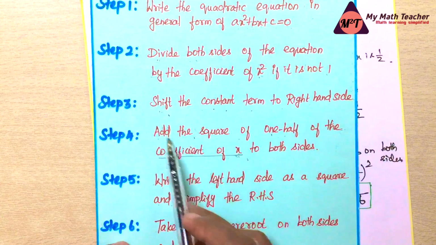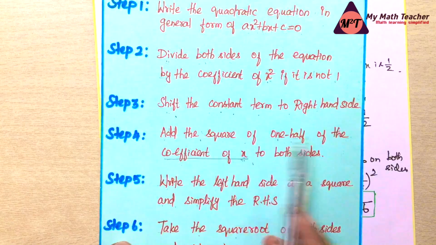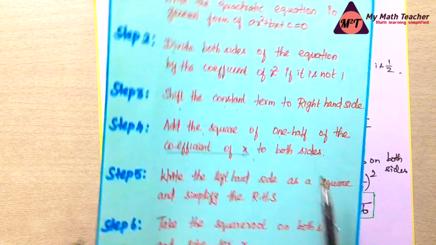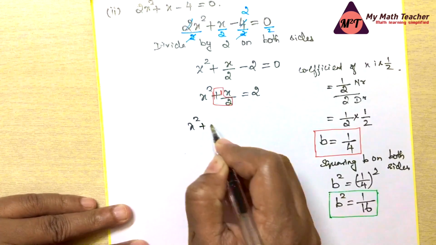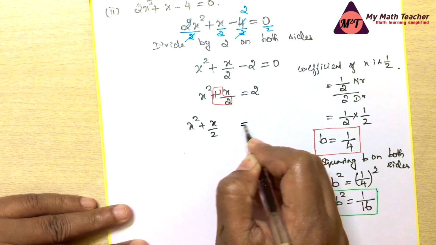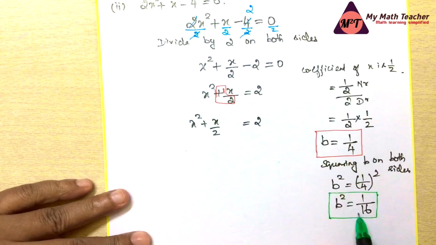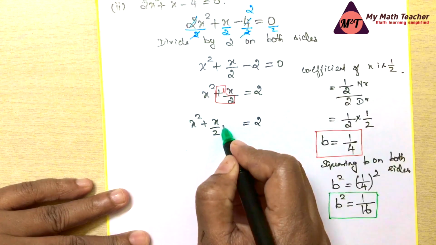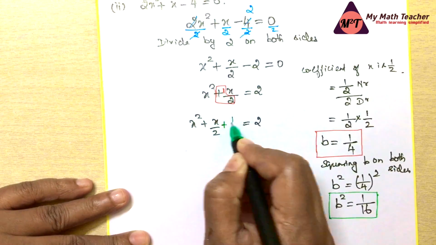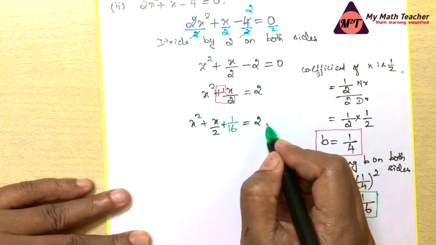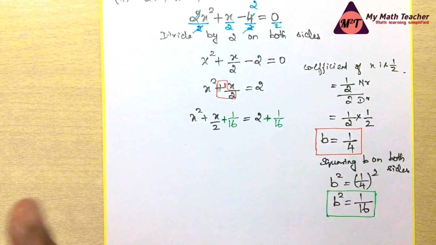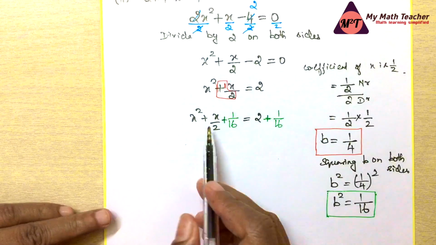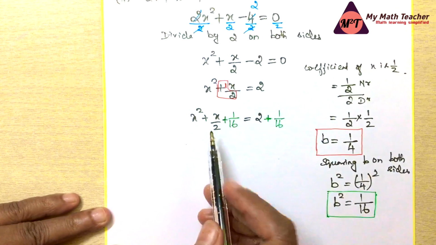As you know, we have to add the square of 1/2 of the coefficient of x to both the sides. Now here, x square plus x by 2 is equal to 2. Here we are adding this b square here, that is plus 1 by 16. Always you have to make it on both the sides. Okay. Now this is of the form a plus b the whole square because all are positive sign here.